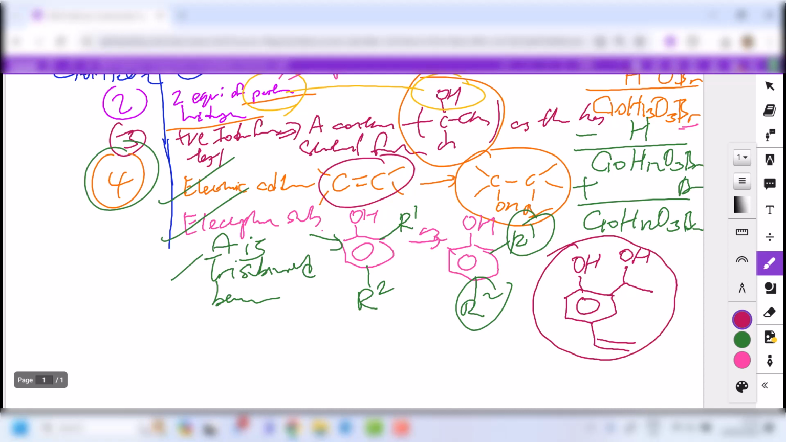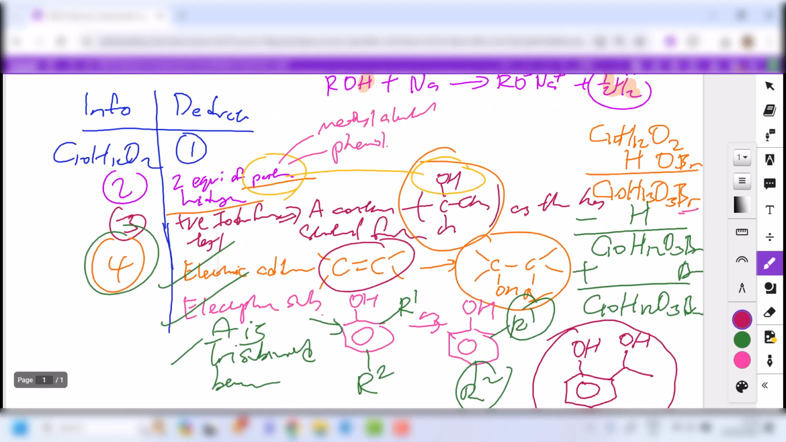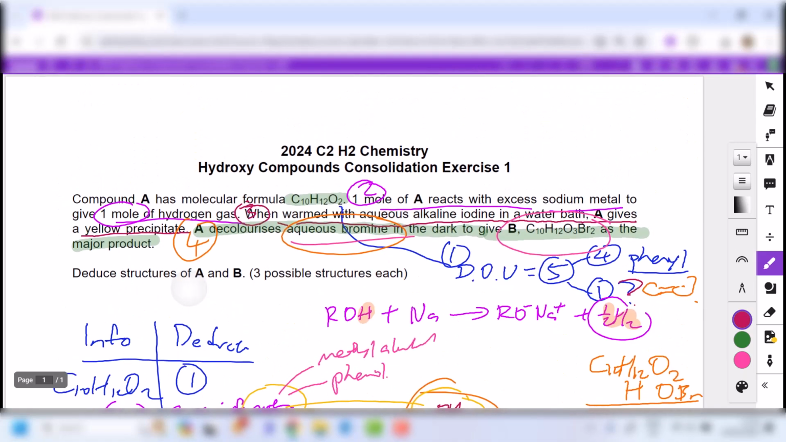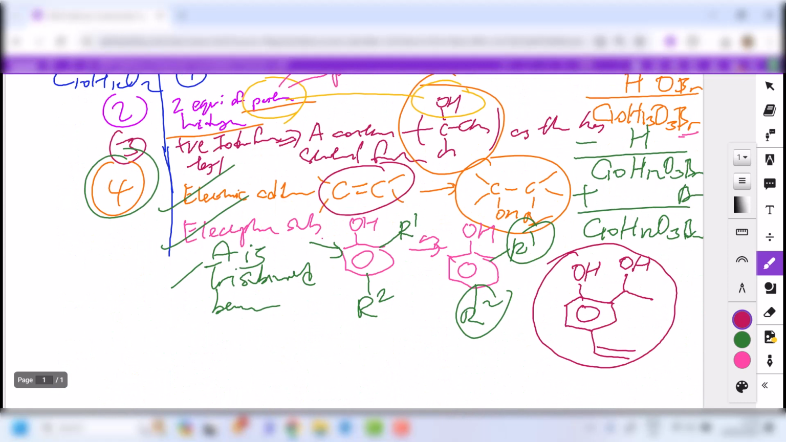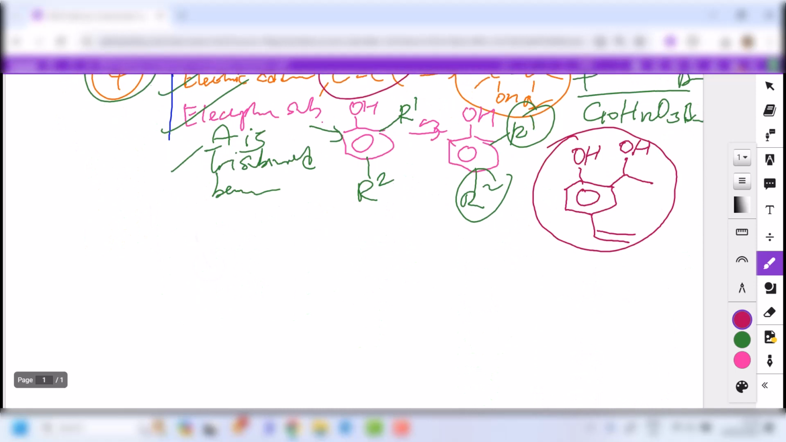So we can do a quick count. 6 carbon here, 7, 8, 9, 10. So that's C10. H12. Do I get H12 over here? Oh, sorry. The formula for A, yes, is C10H12O2. So I'm just going to count. 3, 4, 5, 6, 7, 8, 9, 10, 11, 12. So O2, 2 oxygen. So that's perfect.